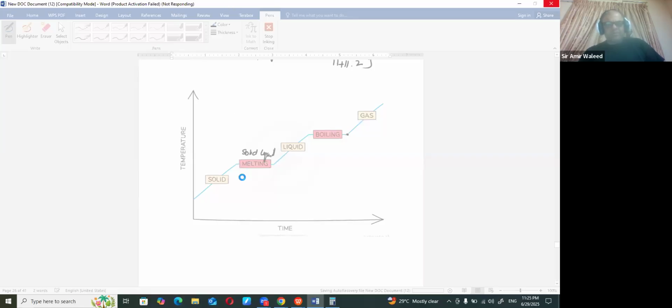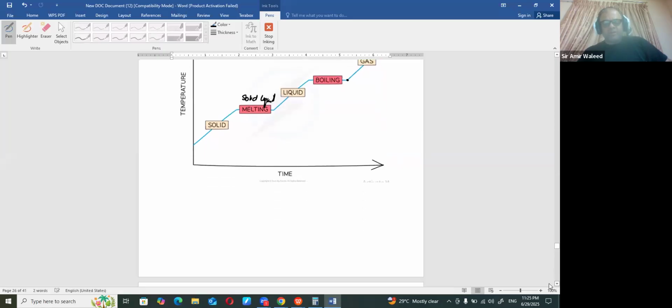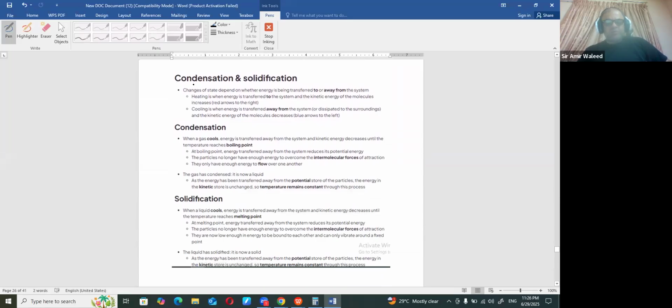So basically, in this class, we have completed our solid, liquid, gases topic. Plus, we did melting point and boiling point in that. And we have done one more small topic, which is that there is a process called condensation or solidification. Now, what exactly is it?